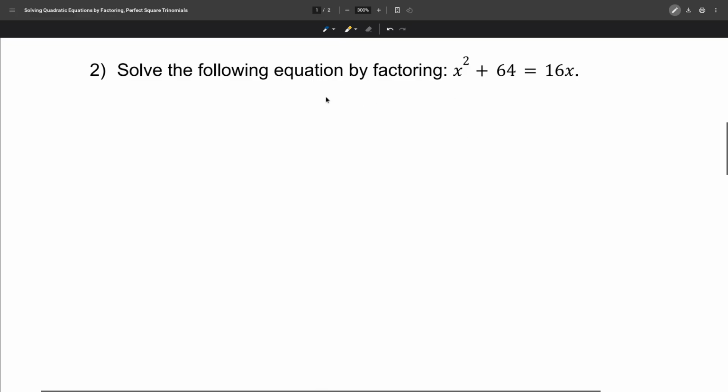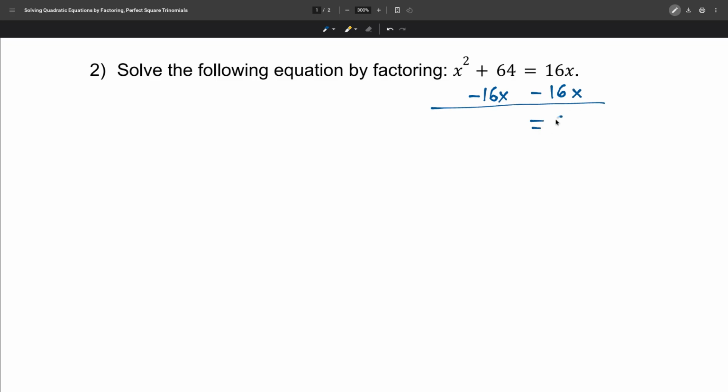All right, this next one, solve the following equation by factoring. x squared plus 64 equals 16x. Well, the first thing we always need to do, and I've talked about this in previous videos, is we need to get one side equal to 0. So I'm going to subtract 16x from both sides. Now 16x is not like 64, and it's not like x squared, so we can't combine like terms. 16x minus 16x is 0. And we get x squared minus 16x plus 64. Okay? All right.